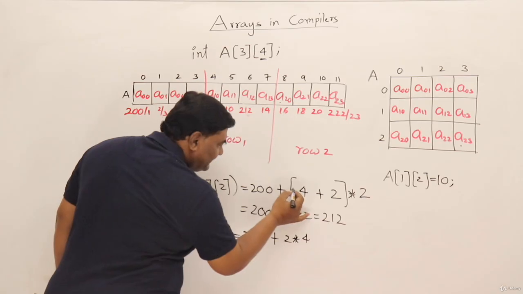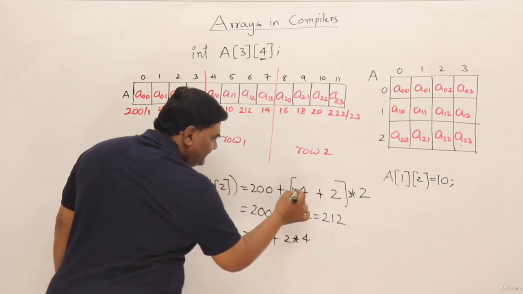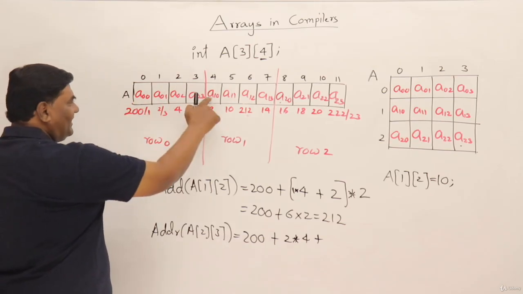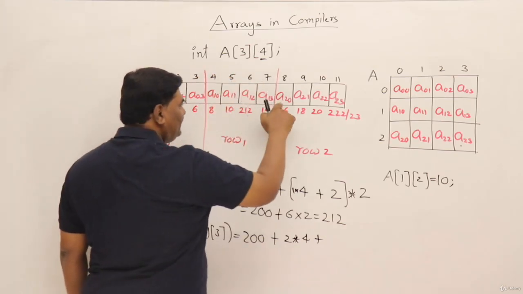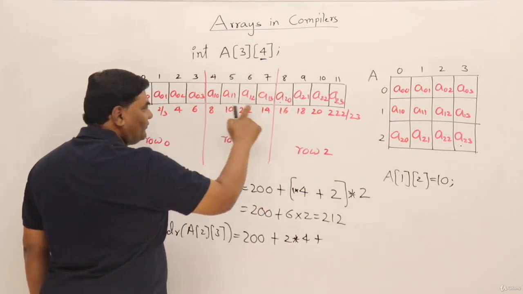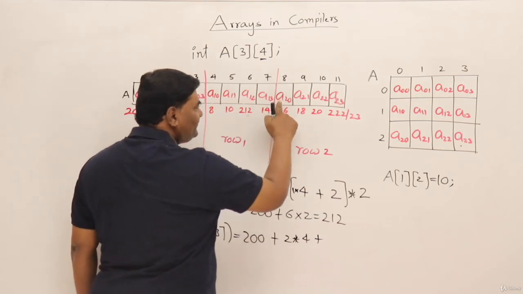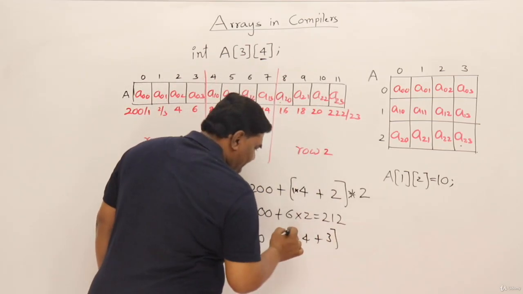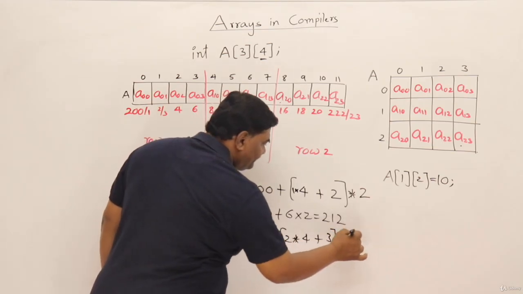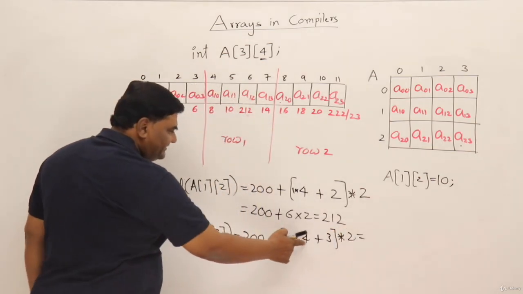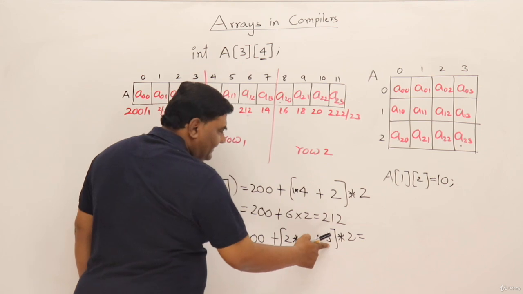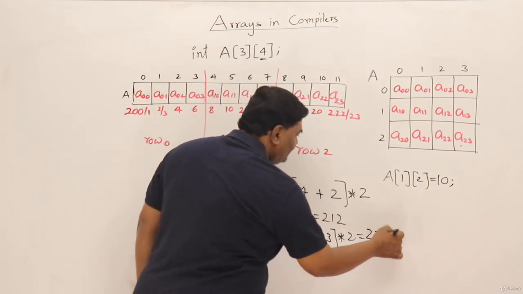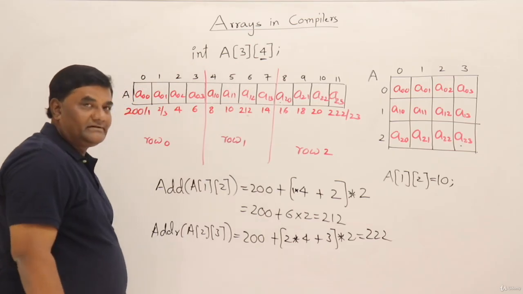So earlier this was 1 into 4. Now this is 2 into 4 plus, once I skip the first row I am here, then I skip one more row, I am here, skipping 4 elements for each row. Then from here I should move by 1, 2, 3 elements. So that is 3 elements. This whole thing should be multiplied by 2. So how much does it give? 2 into 4 is 8, plus 3 is 11, into 2 is 22. So this will be 222. Yes, I got the address.